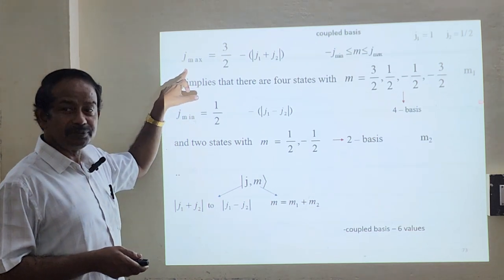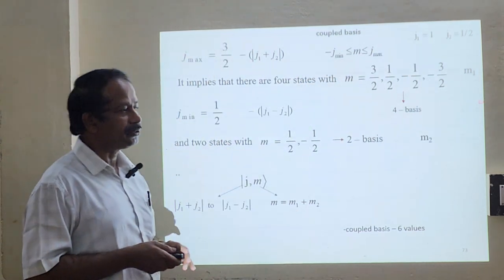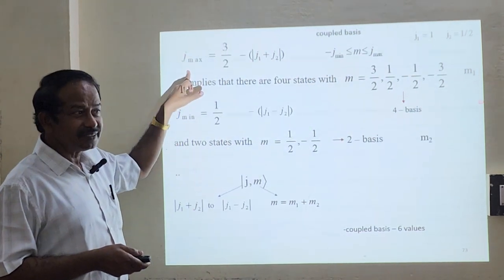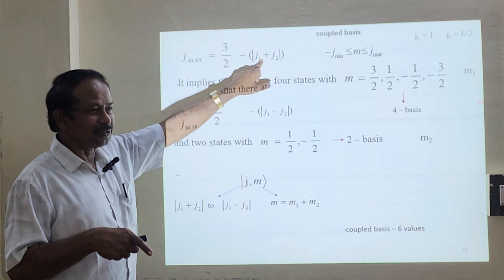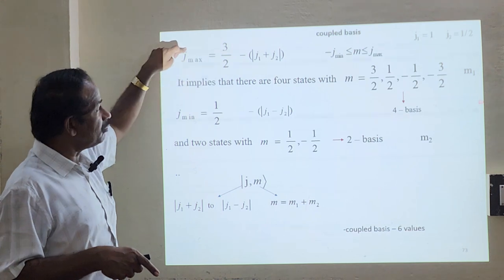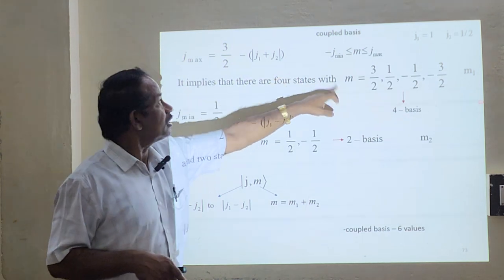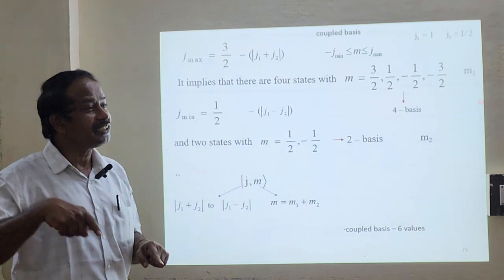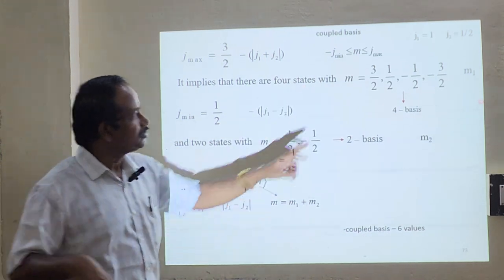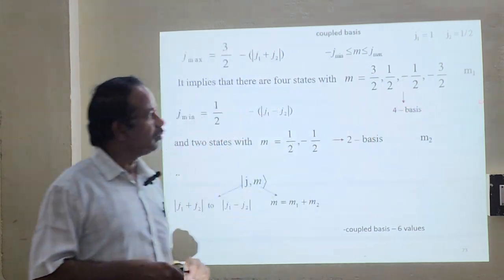Coupled basis, J max we have already calculated. Your J1 equal to 1, J2 equal to 1 by 2. What is your J max? J1 plus J2, correct? So you add these two, that will give you 3 by 2. So that will be your maximum value, J max. What about your corresponding M value? Minus J through plus J. So that will be 3 by 2, 1 by 2, minus 1 by 2, minus 3 by 2.